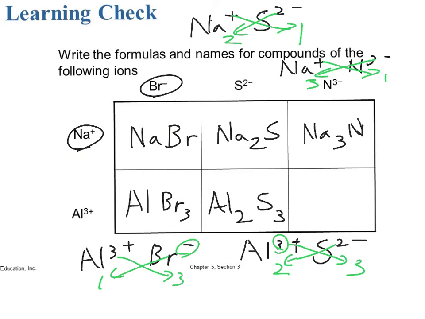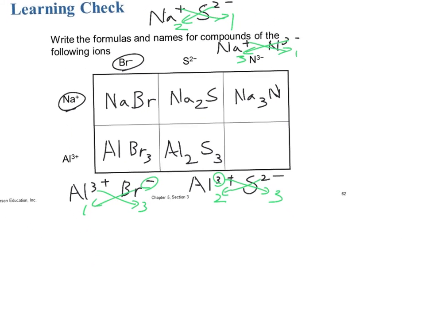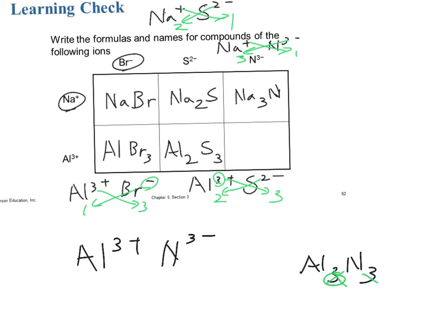Here's the tricky one, though. This is actually the most difficult one on the page, is the last one. Aluminum 3 plus, nitrogen 3 negative. If you crisscrossed, you'd get 3 aluminum and 3 nitrogens. Remember that the formula for an ionic compound is supposed to be a ratio in lowest terms. Can you divide something, 3 and 3, by something other than 1? Yeah, you can divide it by 3. So you're not in lowest terms there. Also, if you're crisscrossing there, you're overthinking it.